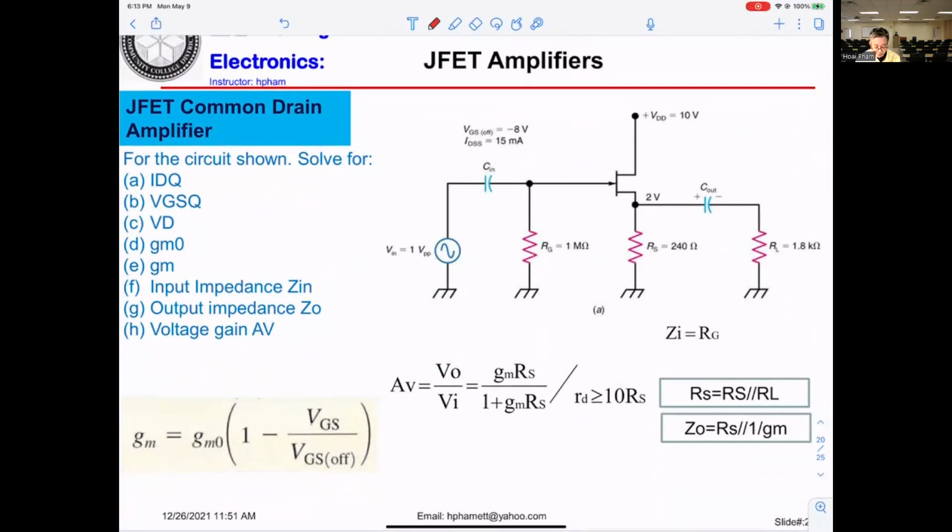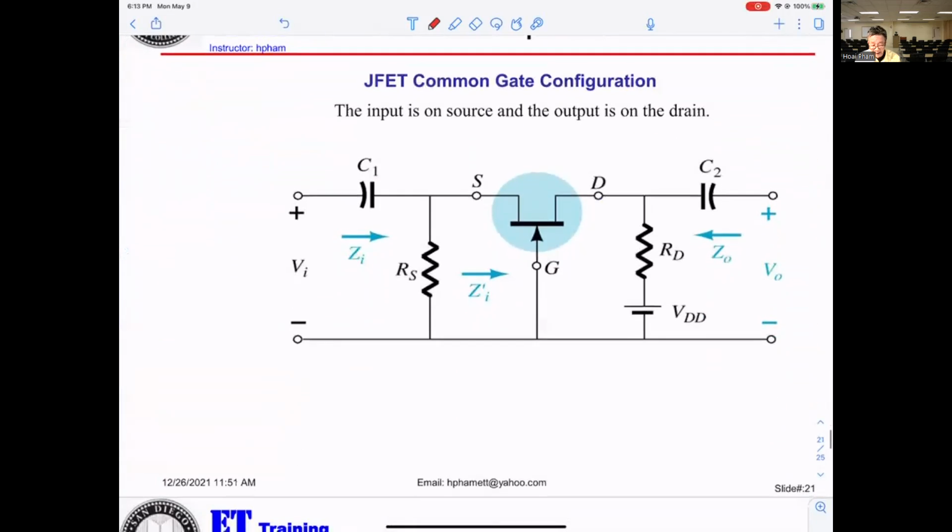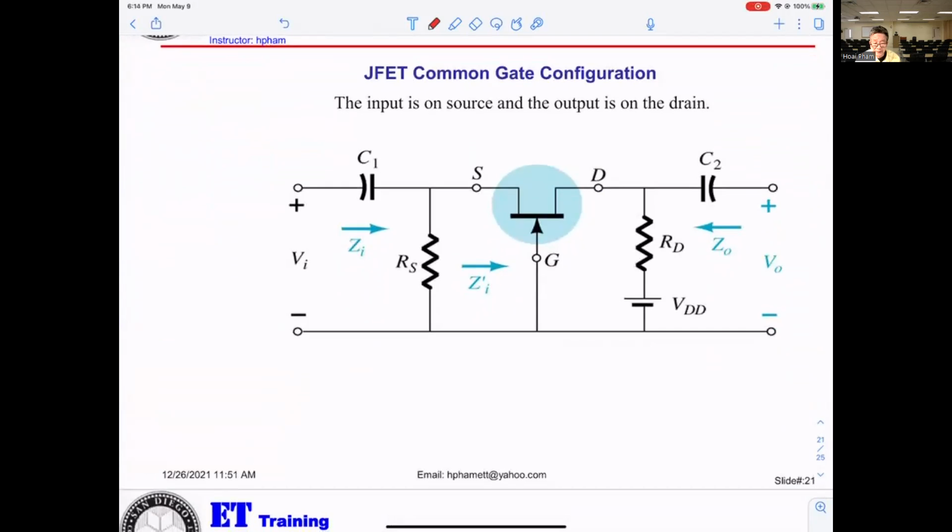In here, they just try to make sure, okay, you know GM equals GM0 times 1 minus VGS over VGS off. And also, we want to calculate the gain. That will be equal to GM times RS divide by 1 plus GM RS. The last one, common gate.